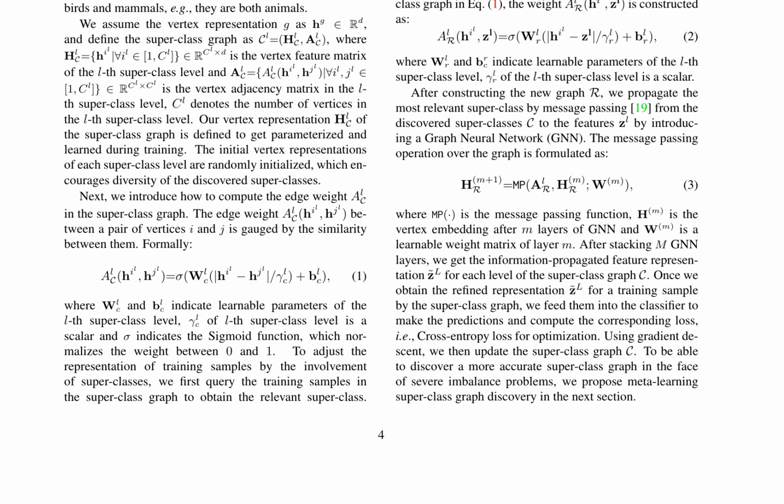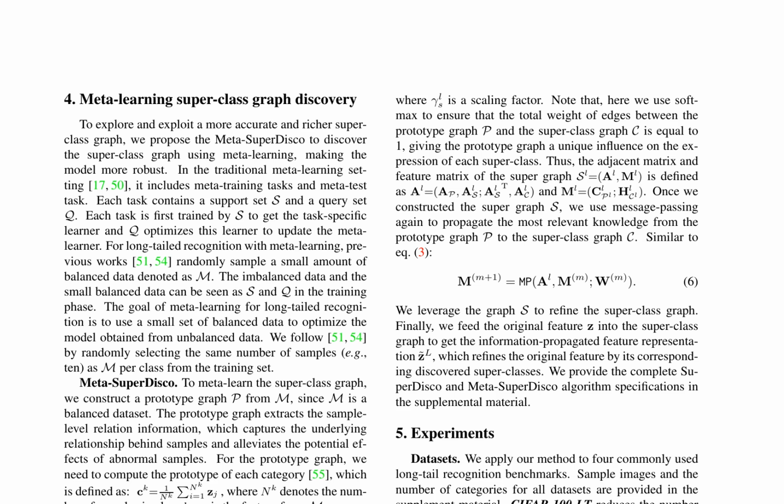A metalearning approach is proposed to further improve the discovery of the superclass graph, as detailed in the subsequent section. Metalearning superclass graph discovery is a crucial aspect of long-tailed recognition, where a few classes have an abundance of data while the majority have limited instances. The proposed meta-SuperDisco method addresses this by leveraging metalearning to discover a more accurate and richer superclass graph, making the model more robust. In traditional metalearning settings, tasks are divided into metatraining and metatest tasks, each containing a support set S and a query set Q for long-tailed recognition.